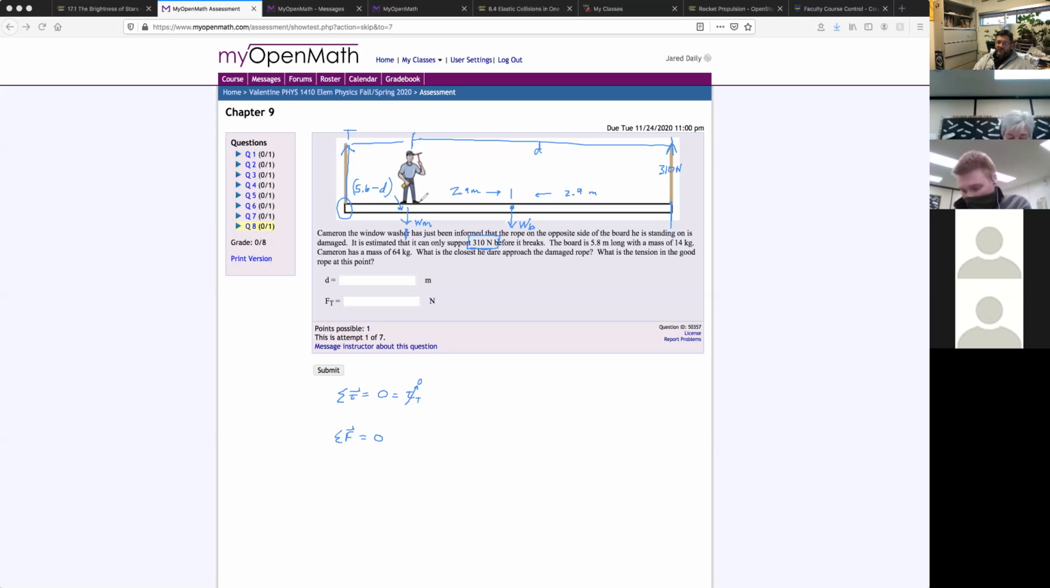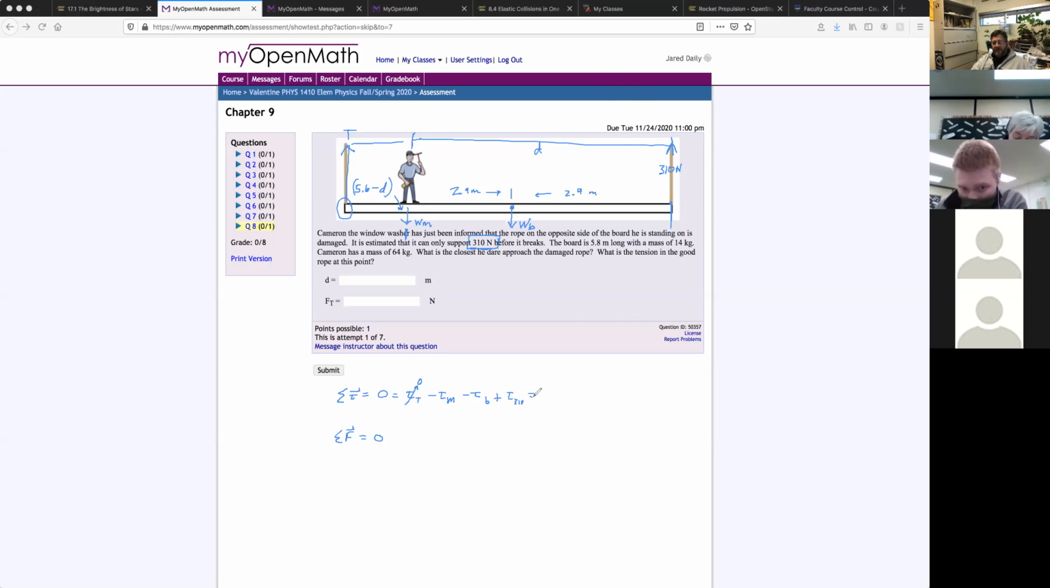But we also have the torque from the weight of the man. And that one is trying to cause a clockwise torque. So that one's going to be negative torque of the man. And then we have the weight of the board, also a clockwise torque. So that's going to be negative torque of the board. And then this tension force over here is causing a counterclockwise torque. So it's positive torque from the 310. We'll just call it torque 310, whatever.